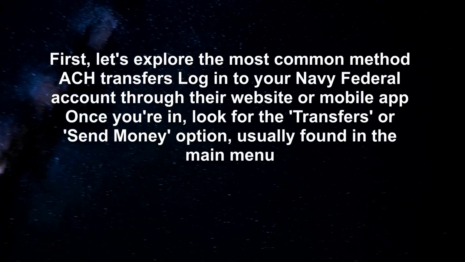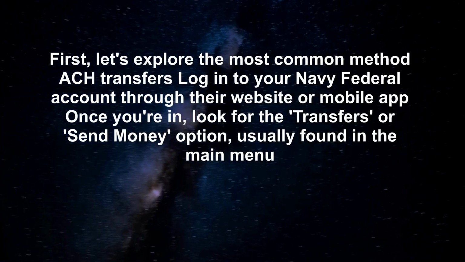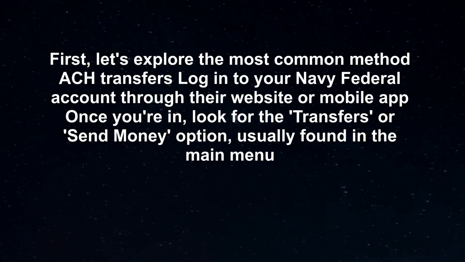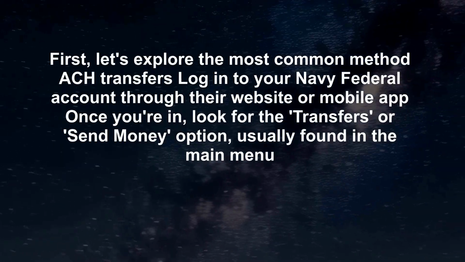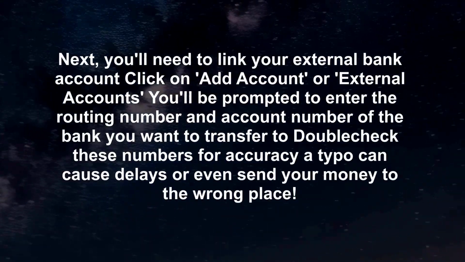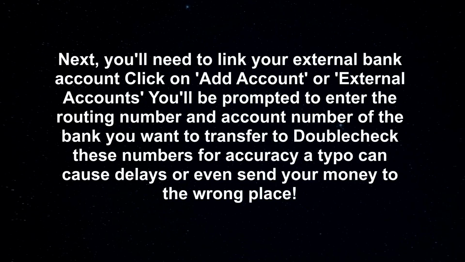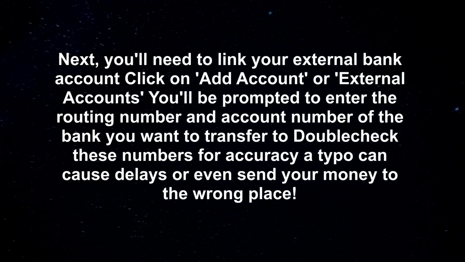ACH Transfers. Log into your Navy Federal account through their website or mobile app. Once you're in, look for the Transfers or Send Money option, usually found in the main menu. Next, you'll need to link your external bank account. Click on Add Account or External Accounts.